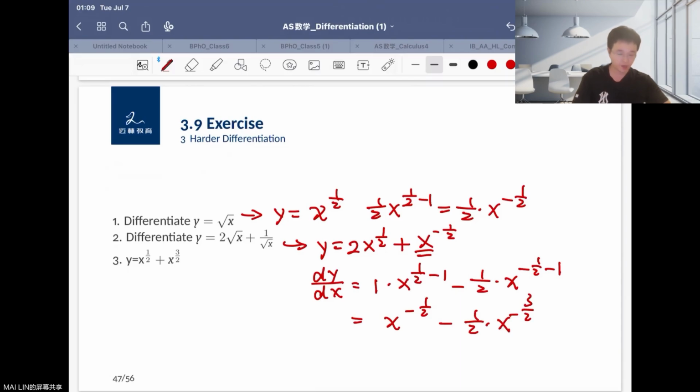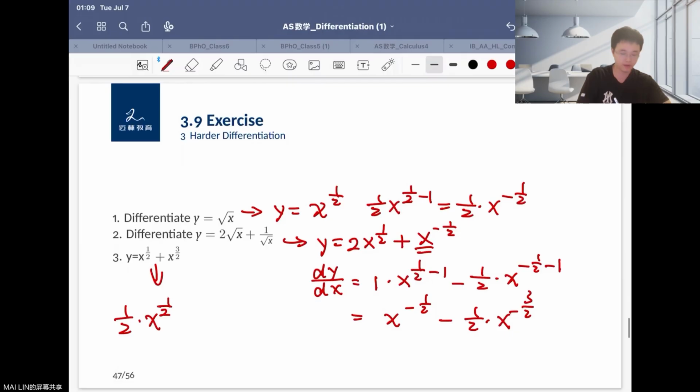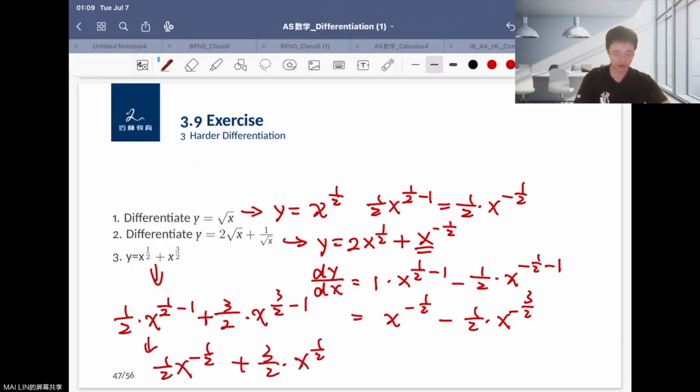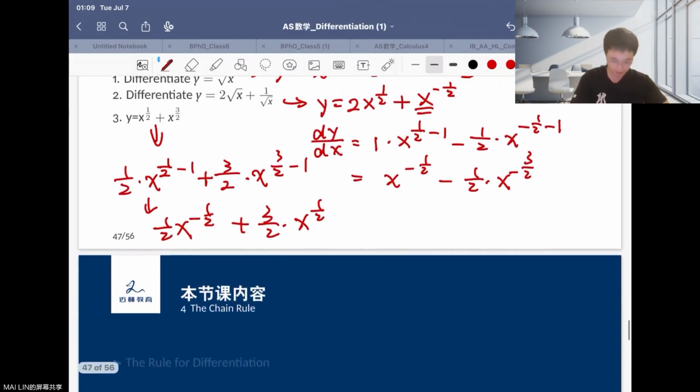And for the last problem, we have x to the power of a half plus x to the power of 3 over 2. First, we put the power in front of it, which is a half, times x to the power of a half minus 1. And for the second term, x to the power of 3 over 2, first we put 3 over 2 in front of it, and then the power minus 1, that is 3 over 2 minus 1. So first is a half times x to the power of negative a half, and then plus 3 over 2 times x to the power of a half. Okay, that is for this problem.